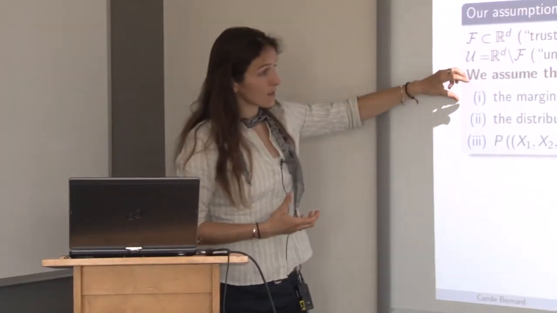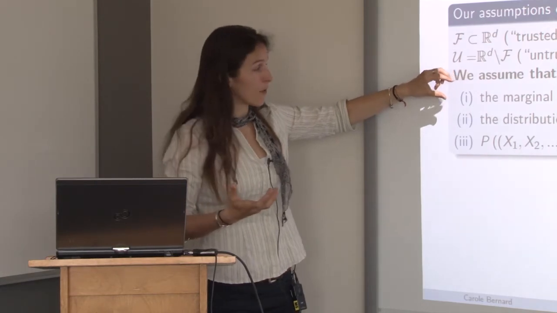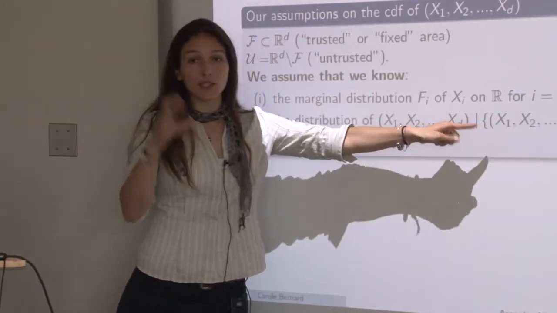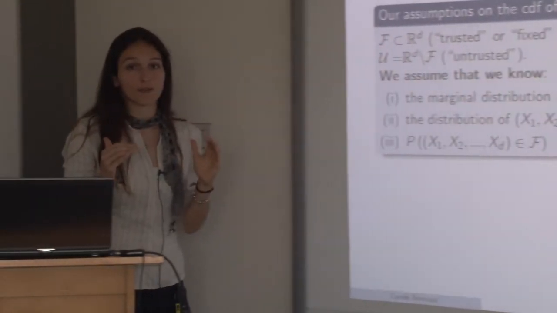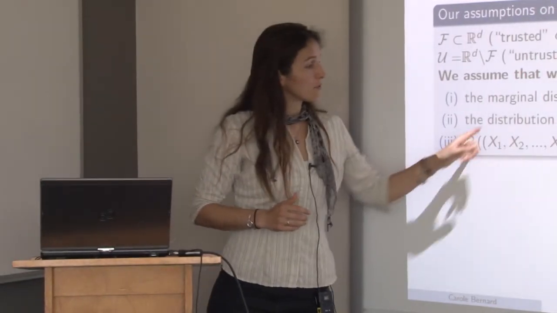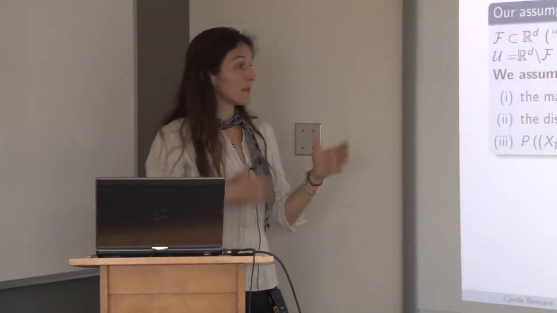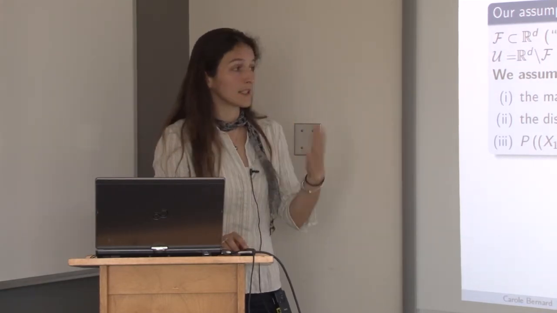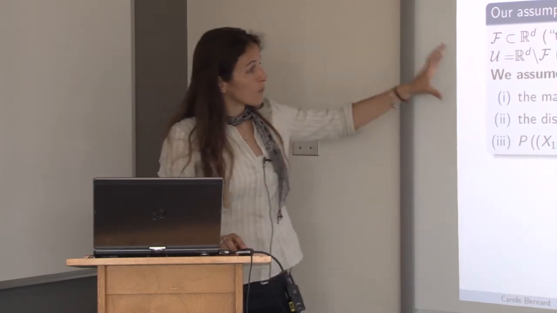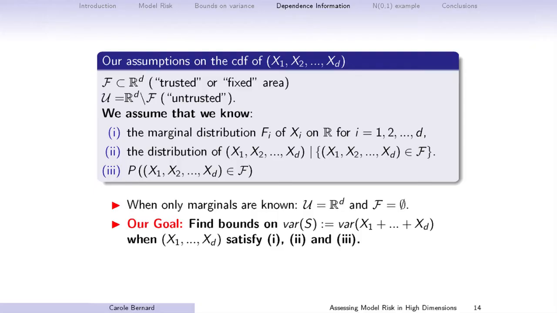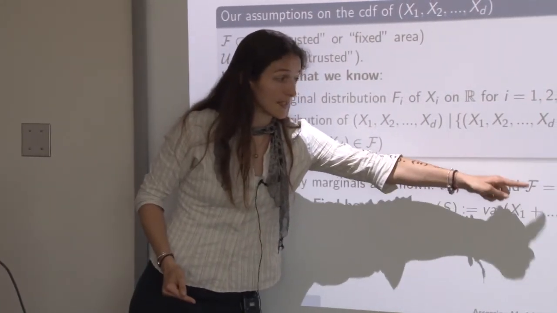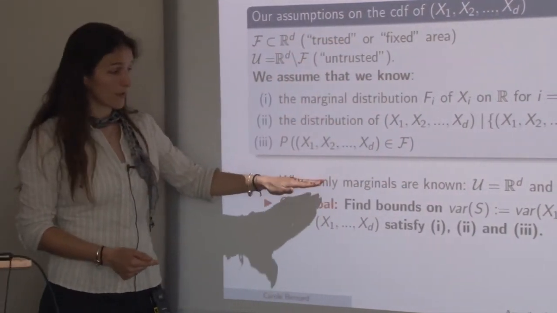We know the marginal distribution, so the same setting as before, but now we know the joint distribution conditionally on belonging to this area F that you've seen on the previous slide. We also know the probability to be in this particular area, which will be the number of observations that just fall in this area, divided by the total number. Within this problem, we solve our original problem, which is assessing model risk. If we know only the marginals, that means that the area where we trust the multivariate distribution is empty. And this setting will incorporate the previous setting.